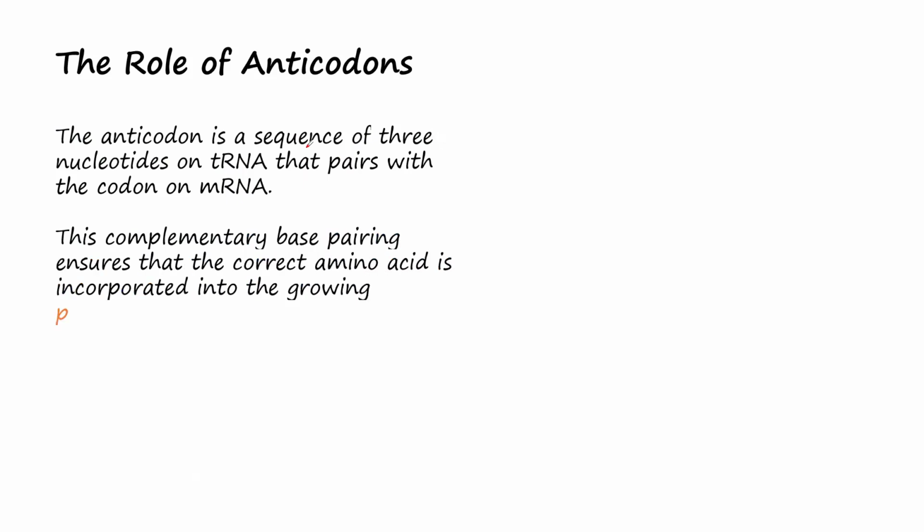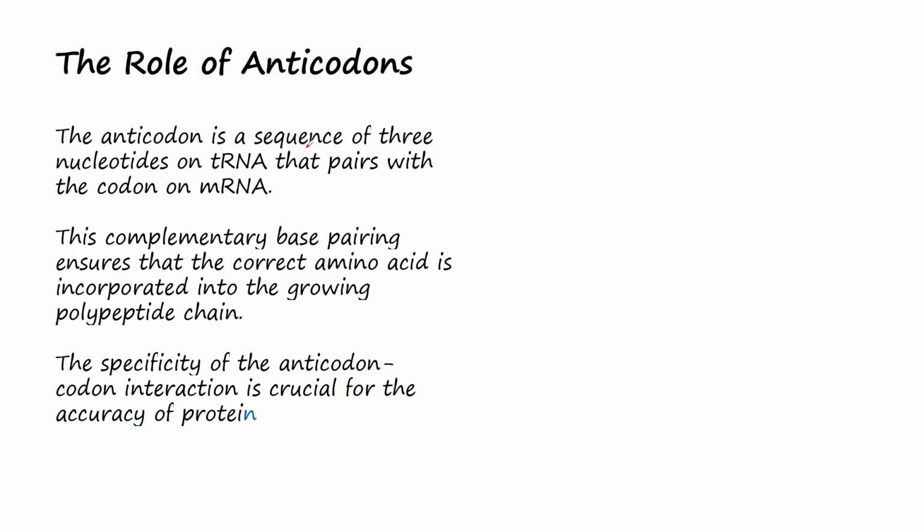So this complementary base pairing ensures that the correct amino acid is incorporated into the growing polypeptide chain. Because anticodons are complementary to the messenger RNA codons, it ensures that complementary base pairing is maintained for polypeptide chain synthesis fidelity. So the specificity of the anticodon-codon interaction is crucial for the accuracy of protein synthesis.